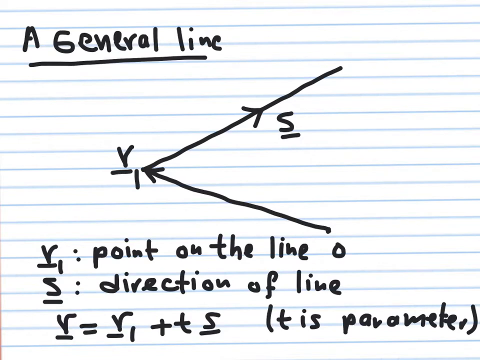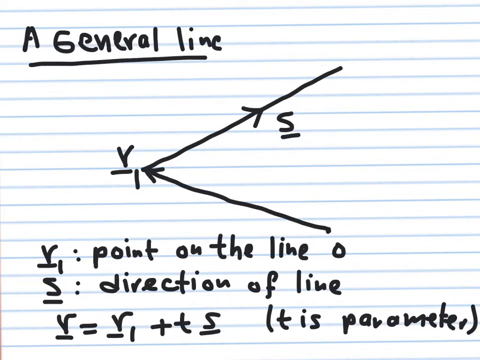Okay, first let's talk about a general line. A general line can be given by a parametric expression, and this requires two things: one point on the line, which I'm going to call R1, and the direction of the line, which I'm going to call S. If I know just one point, any point along the line, and the direction S, then any point along the line can be written in this form: R equals R1 plus tS, and t is a parameter.